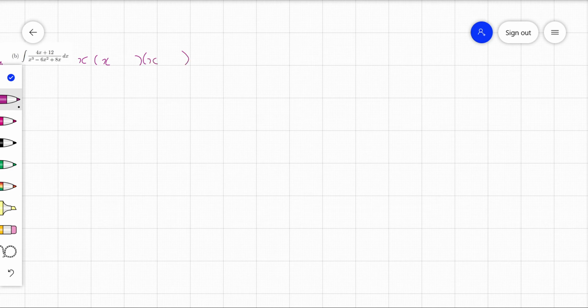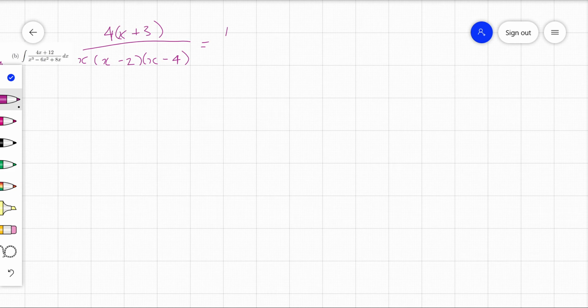Okay, so again, we want to do partial fractions. We do need to factorise the bottom. You can see they've all got x in them, so we know it's going to come out to be an x first of all, and then an x squared minus 6x plus 8. And I can see that's going to be x minus 2, x minus 4. You could do that separately if you need to. All right, and at the top we've got 4 lots of x plus 3. So what does that give us?